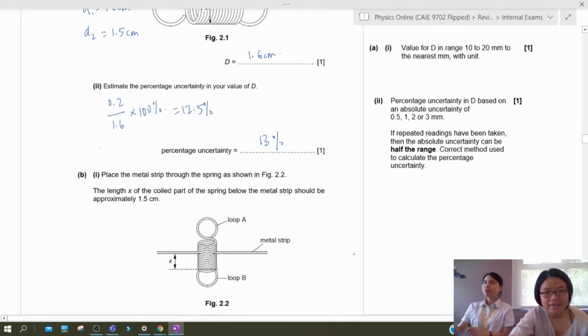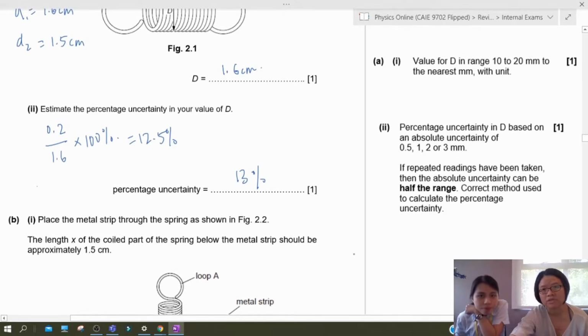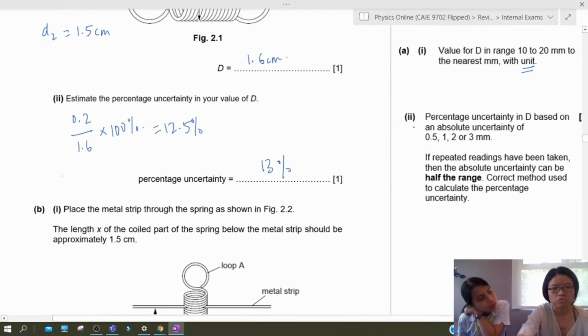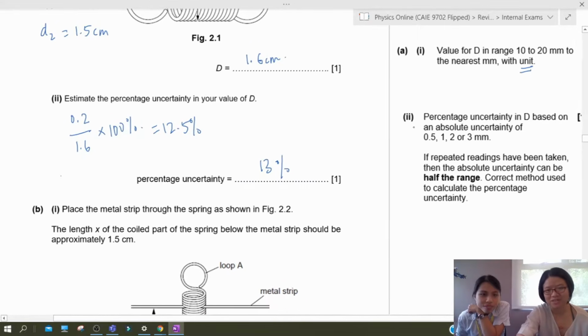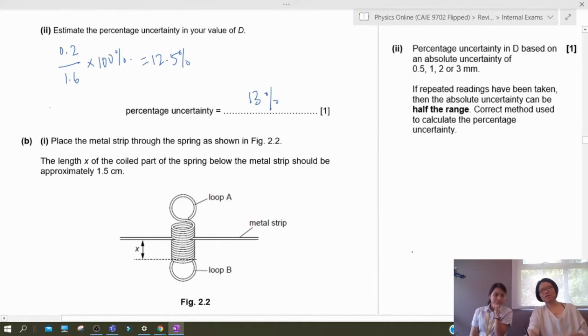Okay, next. You can see from the mark scheme, the range is very big, but you need to have the unit. Go with unit 1.6 cm. So you know the right unit, then you're good now. This one they didn't specify, but generally 2SF is the general standard. If you want to write 3, you probably will not be penalized. Okay.